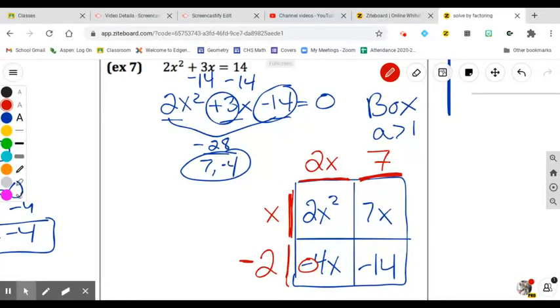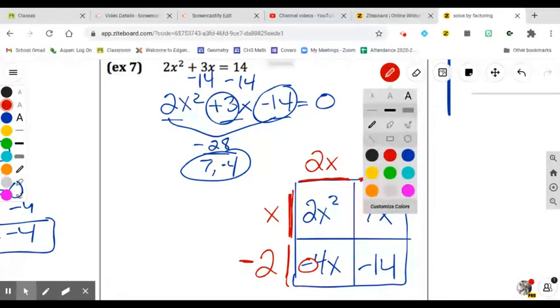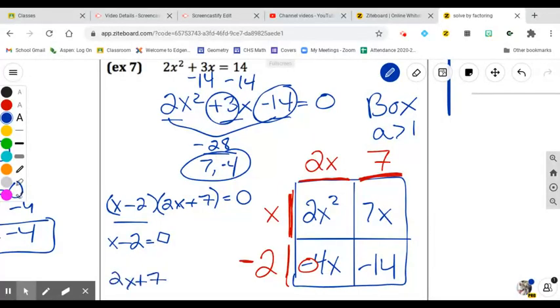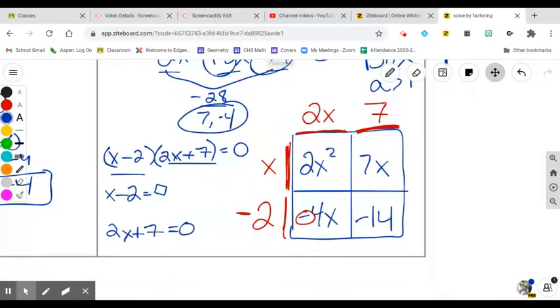And so then let's write our answer. I'm going to go back to blue. So for our answer, well, not our answer yet, but our factored form is x minus 2 and then 2x plus 7 equals 0. From here, we have to solve, so you have to set each factor equal to 0. So x minus 2 is going to be equal to 0, and then 2x plus 7 will be equal to 0. And then you just solve each equation.